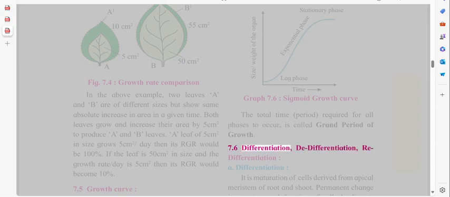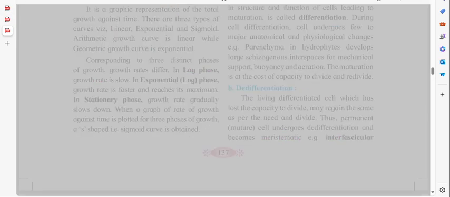7.6 Differentiation, dedifferentiation, redifferentiation, adifferentiation. It is maturation of cells derived from apical meristem of root and shoot. Permanent change in structure and function of cells leading to maturation is called differentiation. During cell differentiation, cell undergoes few to major anatomical and physiological changes, e.g. parenchyma in hydrophytes develops large schizogenous interspaces for mechanical support, buoyancy and aeration. The maturation is at the cost of capacity to divide and redivide.